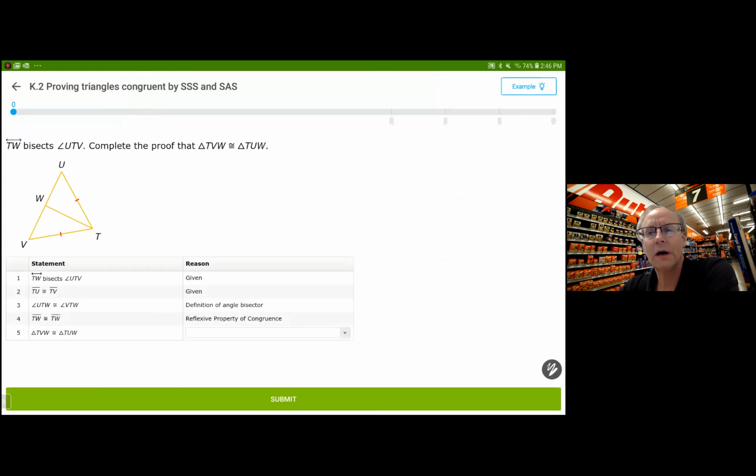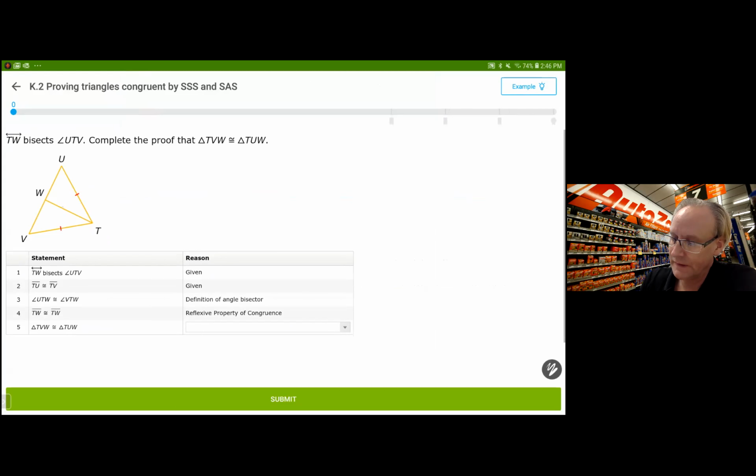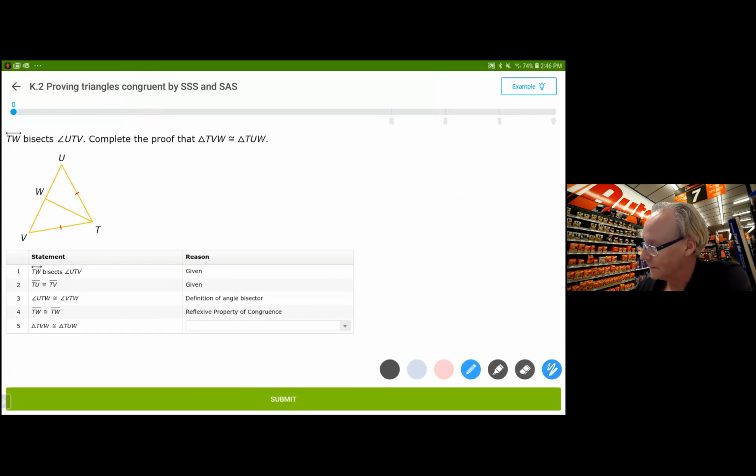So we have a common side. That's what's really happening here. And the reflexive property of congruence tells us that this side is congruent to itself. Let's go ahead and mark it. WT is congruent to itself. Well, duh. And they also tell us that TW bisects angle UTV.